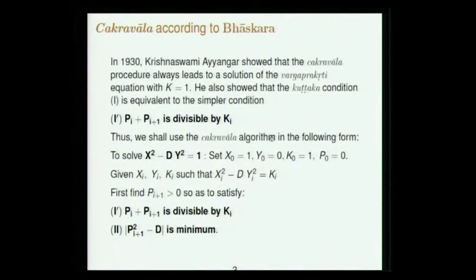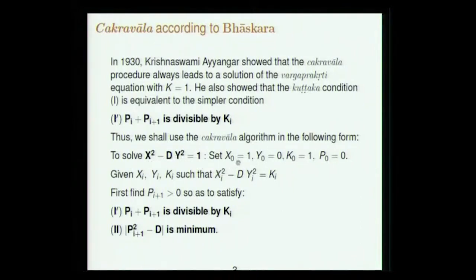So, as I said, the Kutaka condition which was there in the Chakravala method was replaced by the simpler condition that p_i plus p_{i+1} is divisible by k_i, by Krishnaswami Iyengar. And so the Chakravala algorithm that we are using will be in this form, to solve x squared minus d y squared is equal to 1. Remember, d is a non-square integer and you want to find x and y in integers.